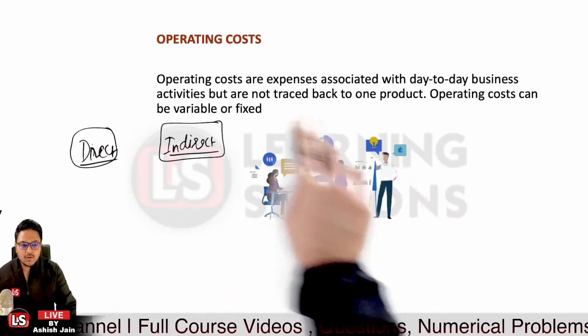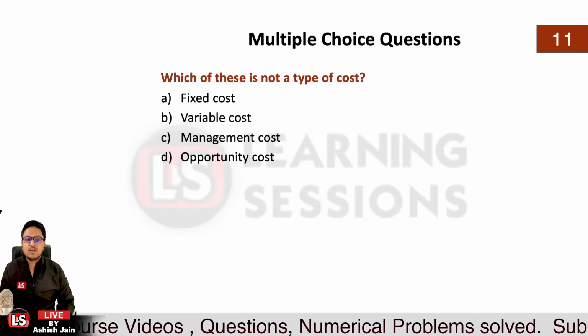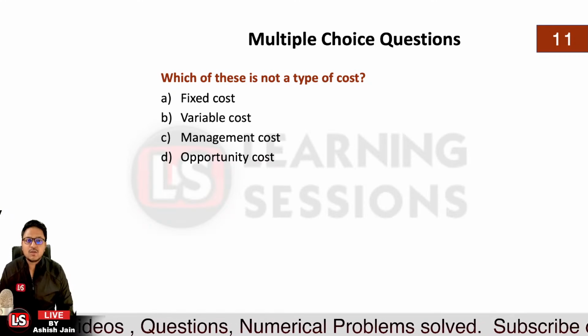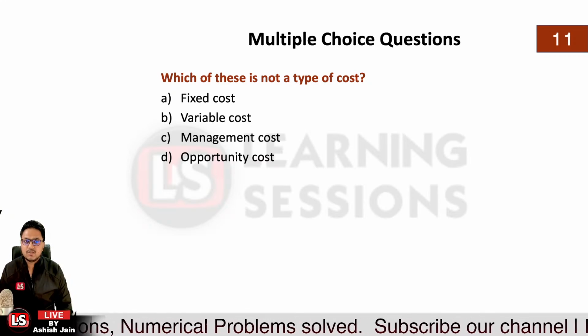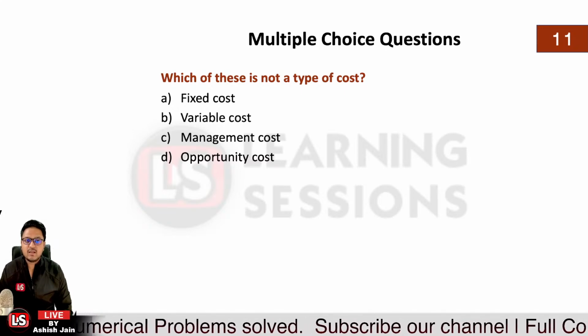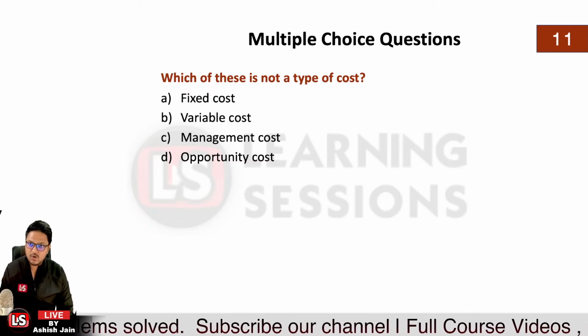So that would be related to the theoretical part for this video. Now let's solve the questions. So we have question number 11. It says, which of the following is not a type of cost? So we covered different types. We covered the fixed cost, variable cost, opportunity cost, controllable cost, uncontrollable cost.